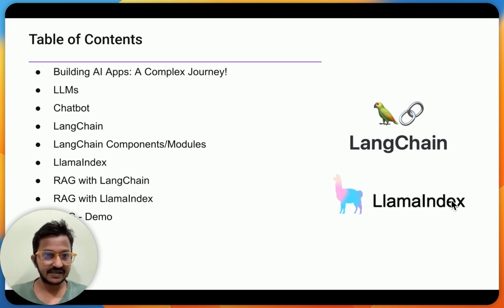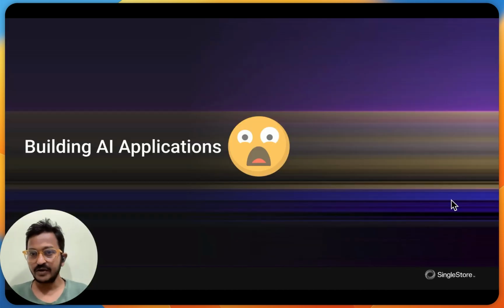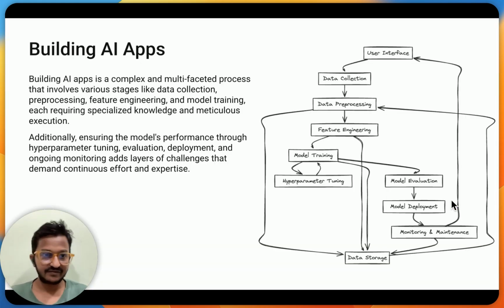So let's get started. Building AI applications, without the frameworks that we saw, LangChain and LlamaIndex, is kind of scary actually. It is scary because it has multiple processes involved, and it is kind of complex. We also see that there is a skills gap in the industry because AI is moving so fast.